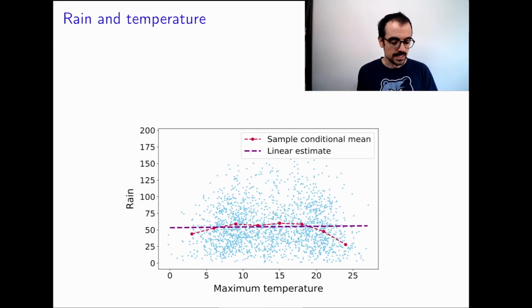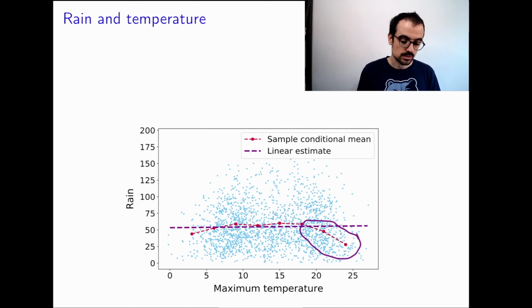Another example from real data: this is a scatter plot of monthly maximum temperature against monthly rain in Oxford over like 100 years or something. We see that rain and temperature are essentially uncorrelated, but if we look at the conditional mean, we see that in this case the conditional mean is actually different, and that when it's very hot, rain and maximum temperature, just in this region, are negatively correlated.